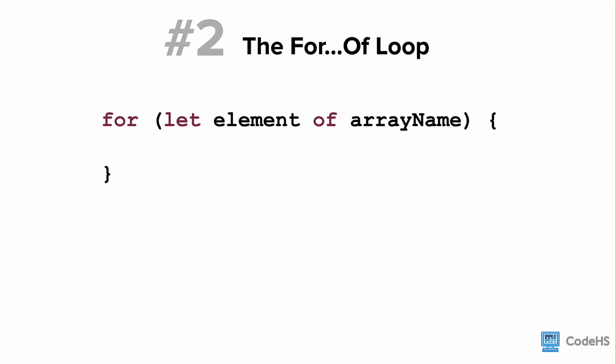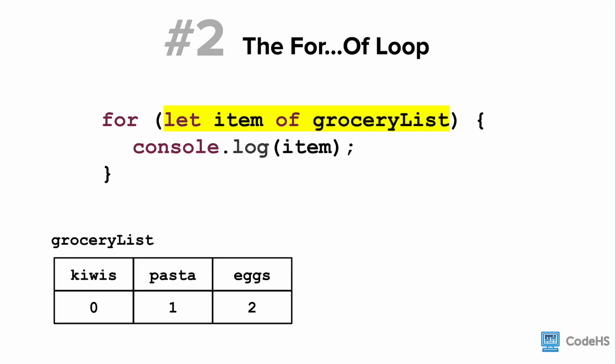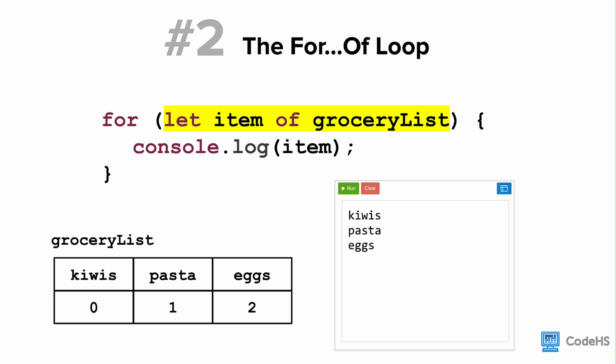In this case, we don't need to know anything about how many iterations are required. It automatically will just loop through each element, assigning the value to the iterating variable. So going back to our grocery list example, we have let item of groceryList as our loop, which means the item variable will iterate through each food item in the array. If we were to run this, we'd get the same result: kiwis, pasta, and eggs, each printed on their own line. Notice that we did not have to use the array length or any array indexing in this setup.